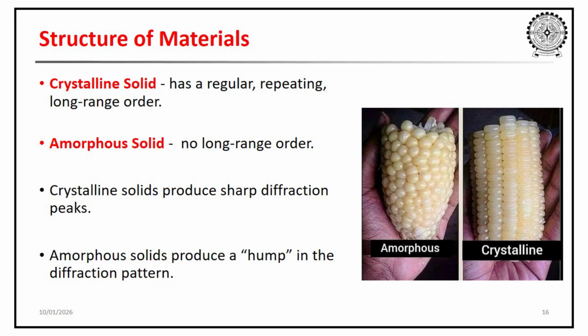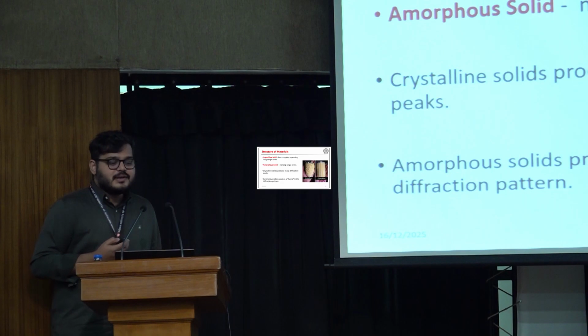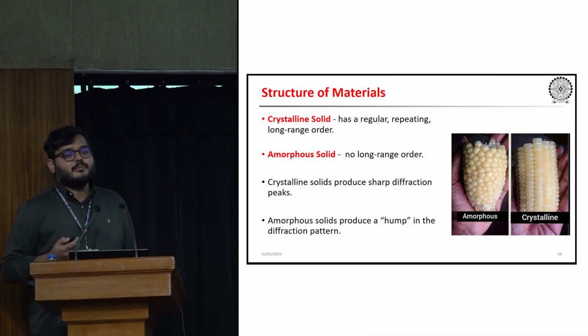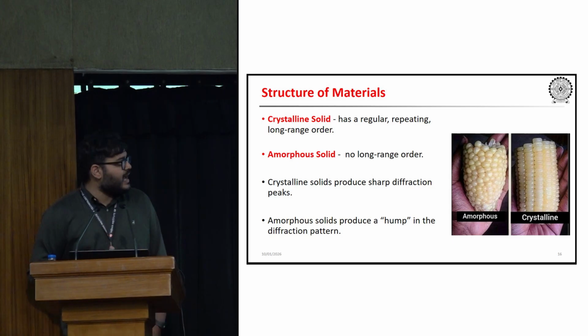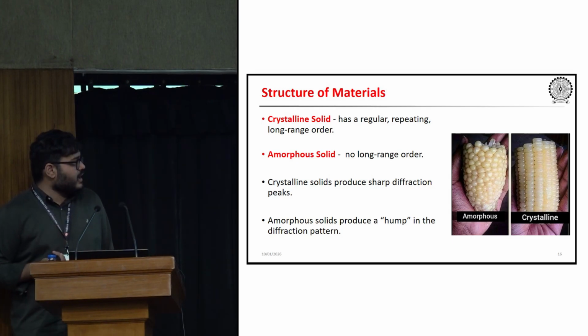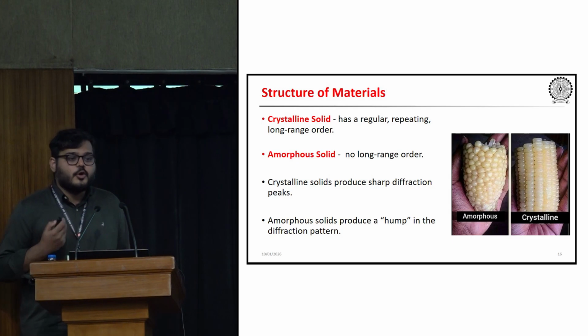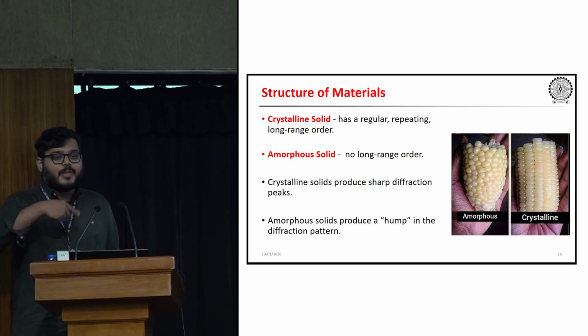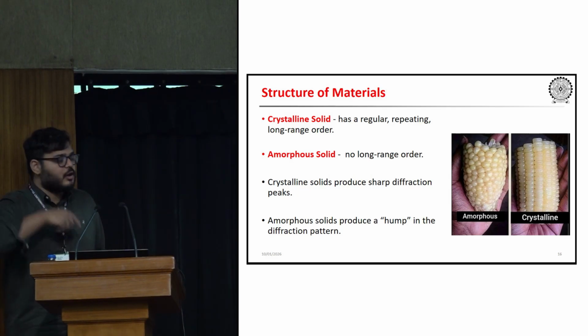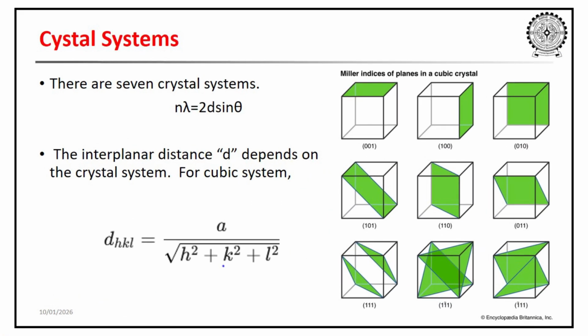So what is a crystalline solid? A crystalline solid is a material which has a regular repeating pattern with long range order, whereas an amorphous solid has no long range order, right? So crystalline solids are going to produce sharp diffraction peaks, whereas your amorphous solids are going to produce a hump or a background. It forms as a part of the background in your diffraction pattern.